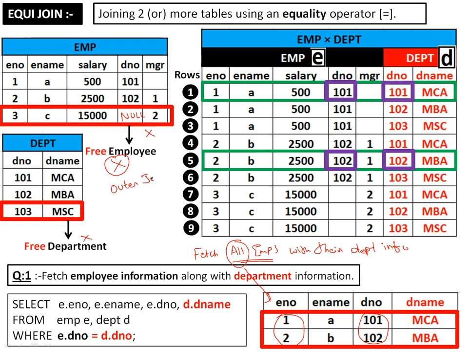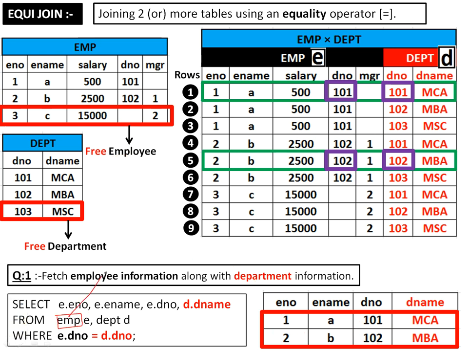Here, whatever you have written on the left side is called the left table. Later on, what you have written is the right table. Now, outer join is an extension to equi-join. Outer join is an extension of equi-join.